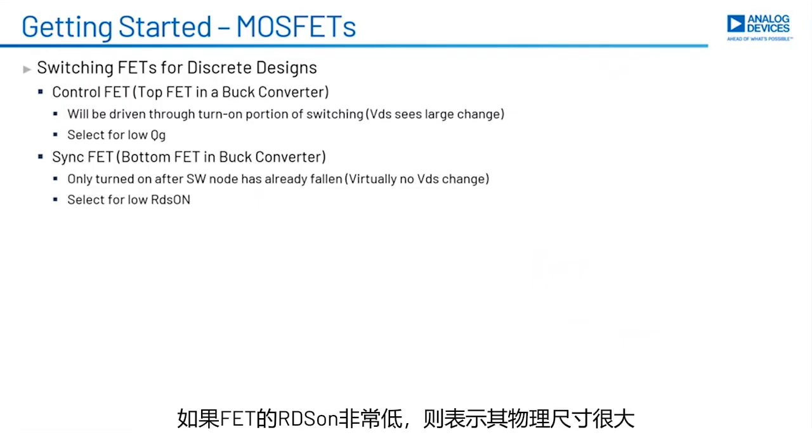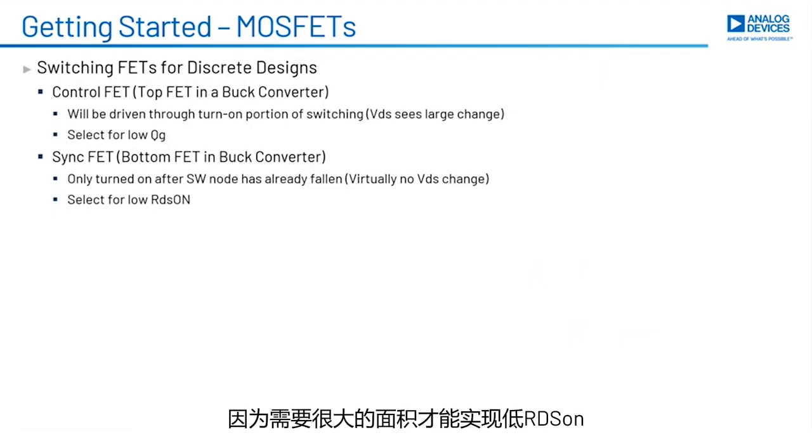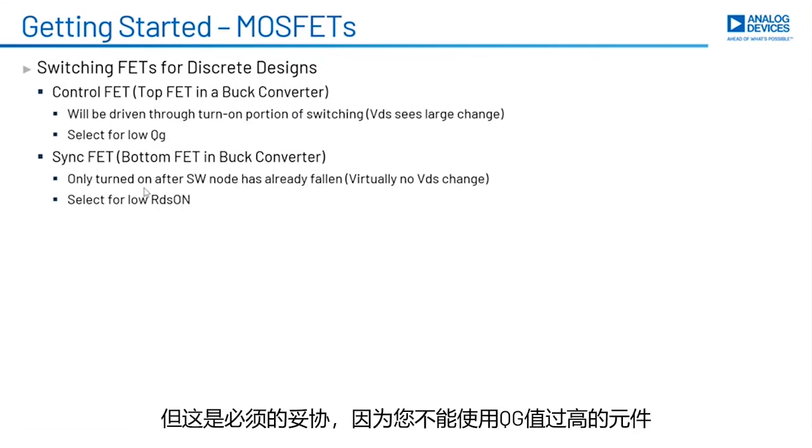If you want a FET with very low RDS on, that means the part is physically large. It has a lot of area to get that RDS on down. And as a result, there's more capacitance on the gate, and therefore the QG value is bigger. So this low QG FET that you have to pick for the control FET position isn't going to have as low an RDS on value as the sync FET, but that's a trade-off you have to make because you can't use a part with too high a QG value.